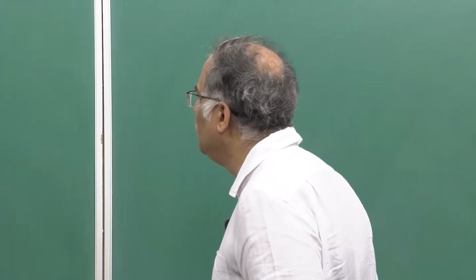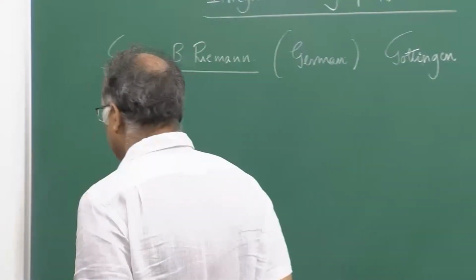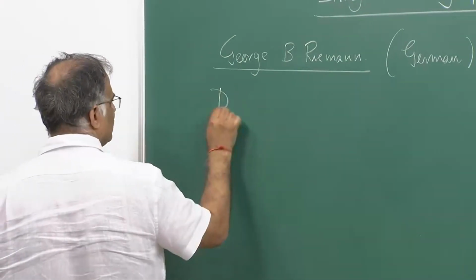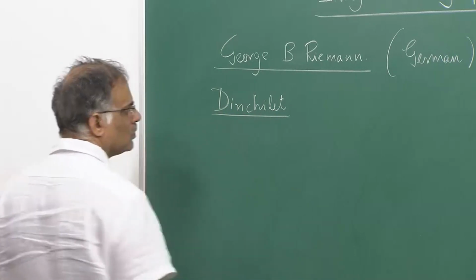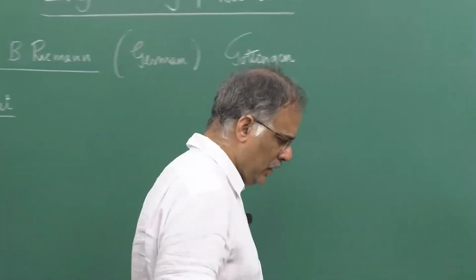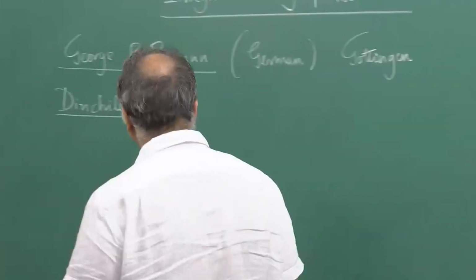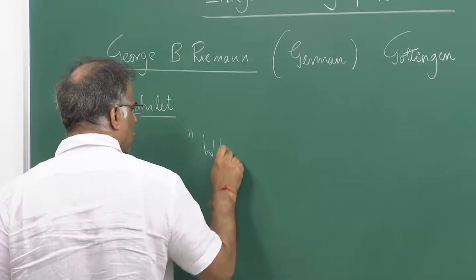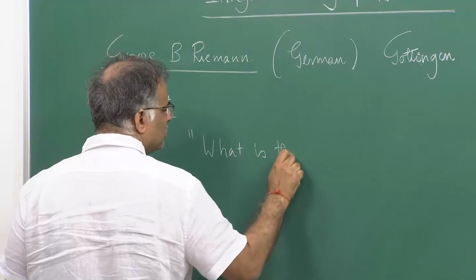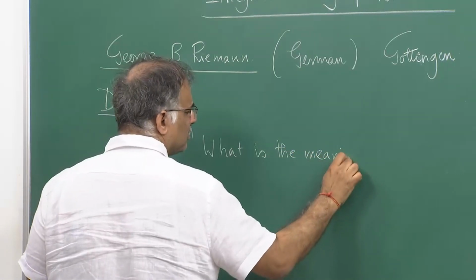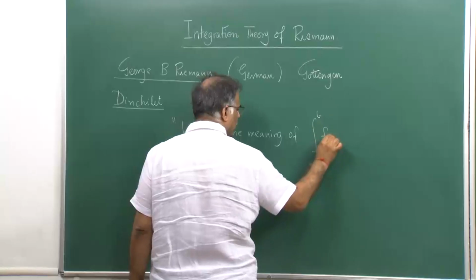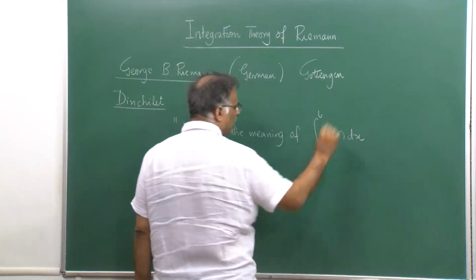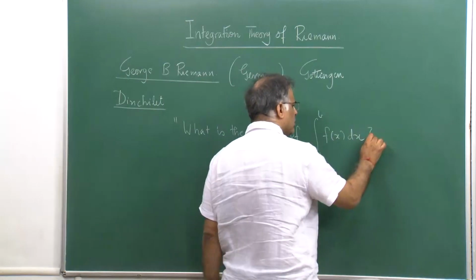And during his PhD days, his supervisor was Dirichlet. So, his PhD thesis was titled the following. Translated to English, it simply meant, what is the meaning of an integral? So, he was thinking beyond Newton and Leibniz. He was not bothering about whether a function is non-negative or not. He was just asking the following question.